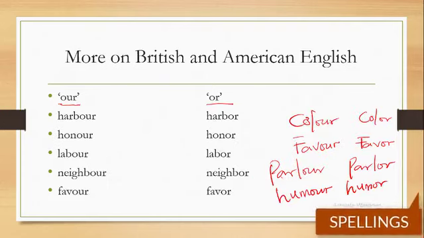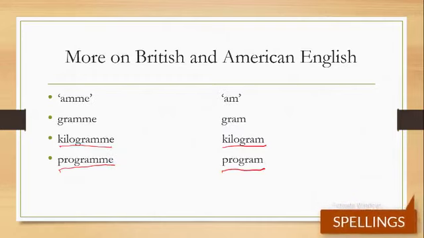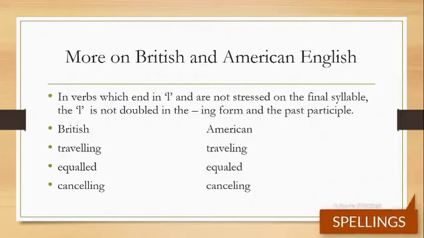Okay, so I have the OUR in British English spelled as OR in American English. You can see a list of examples on your screen. Then we have the RE in British English as ER in American English. Then we also have AMME in British English as AM in American English. Then we have OGUE as OG in American English too, as in the word dialogue and in the word catalog. Okay, so we proceed.